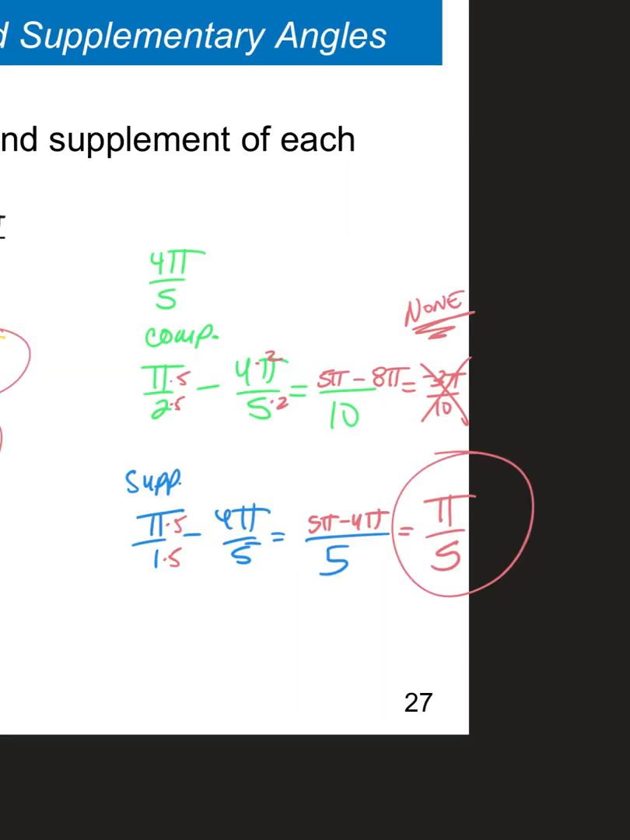Let's recap. How do you find a coterminal angle? You're adding and subtracting what? You add and subtract one whole circle, 360. Or if it's not in degrees, we add or subtract 2 pi. Supplement means 2 angles add up to be how many degrees? 180. Complement means 2 angles add up to be 90. Remember, 90 is the same as pi over 2. 180 is the same as pi.